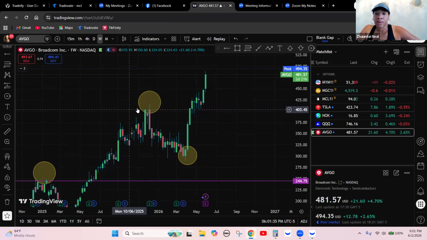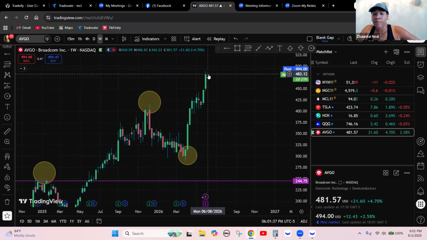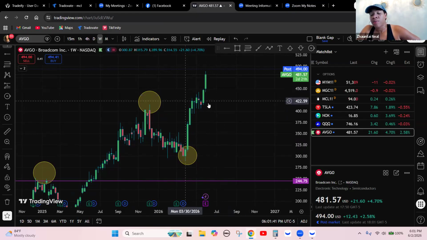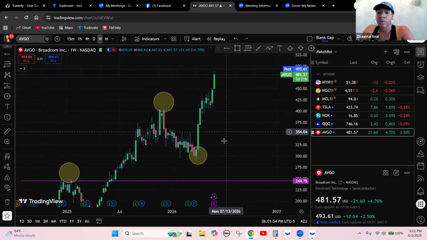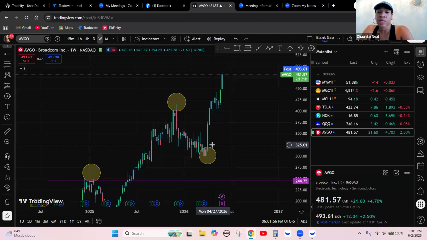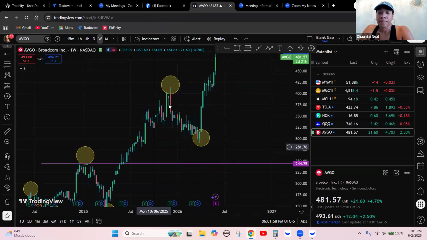All right. Same thing here. Now this, we have not had a pullback yet. So I would not be quick to jump into a long position just because there was a break of structure. You do need your pullback in order to safely get into a long position. Otherwise, that would be considered chasing the trade or chasing the chart, chasing the candles, however you want to put that.